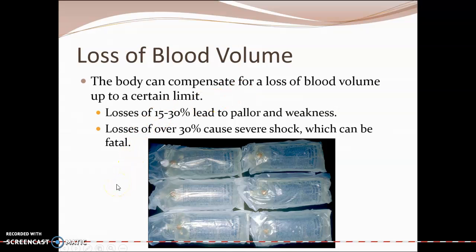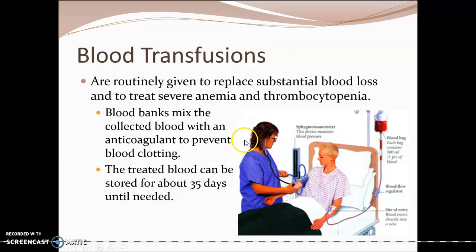Loss of over 30% can cause severe shock or passing out, and if it continues, it can definitely be fatal. So, blood transfusions are very important for that, and to prevent those major problems from occurring. They're also important for patients like cancer patients and people who are immune deficient, so that they can have healthier blood and their body can function better.